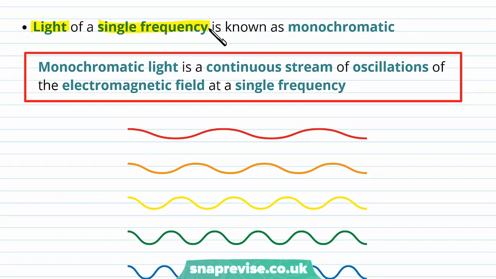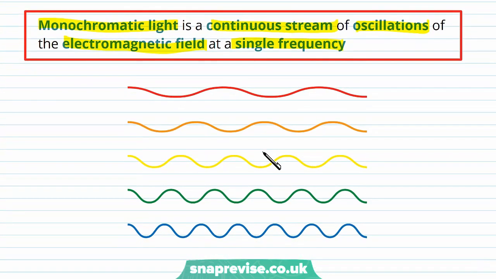Light of a single frequency is known as monochromatic. Monochromatic light is a continuous stream of oscillations of the electromagnetic field at a single frequency. So essentially monochromatic light is light of one single frequency, which is why it's called monochromatic, because that means one colour. So for example, we know that red light has one particular frequency and it also has one colour. So the fact that it's only got a single frequency means that it only is one single colour.